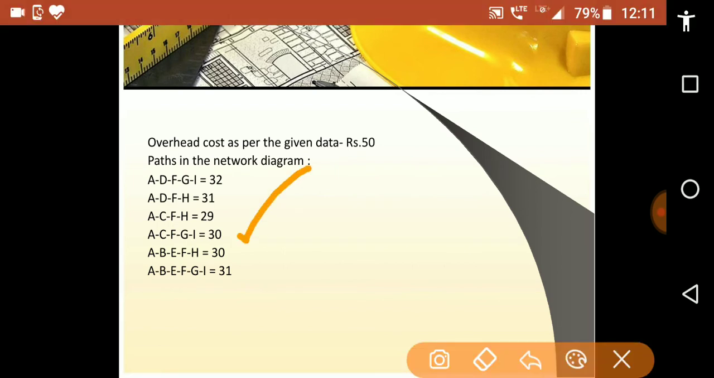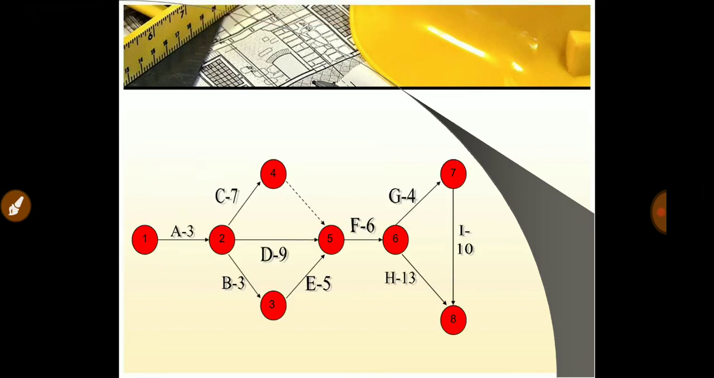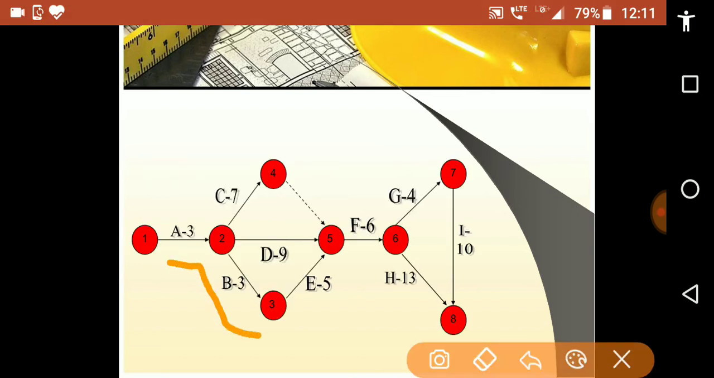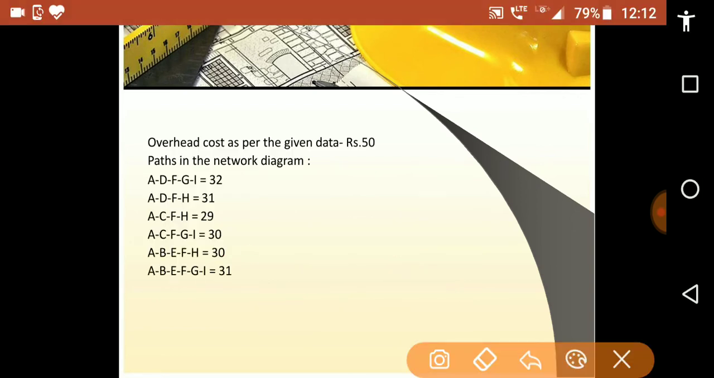Now the next path is A, B, E, F, H. The value of this path is 3 plus 3, 6, 6 plus 5 equals 11, 11 plus 6 equals 17, and 17 plus 13 equals 30. So the value of this path is also 30.